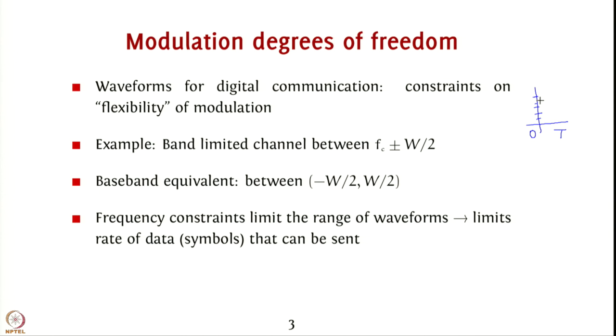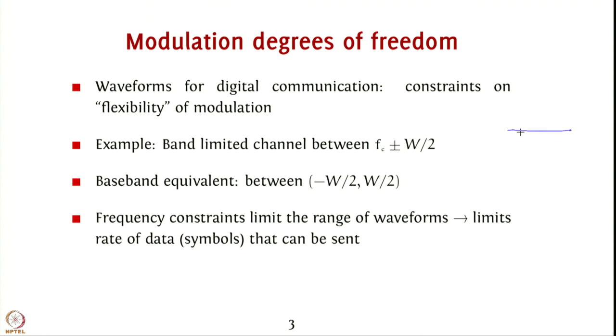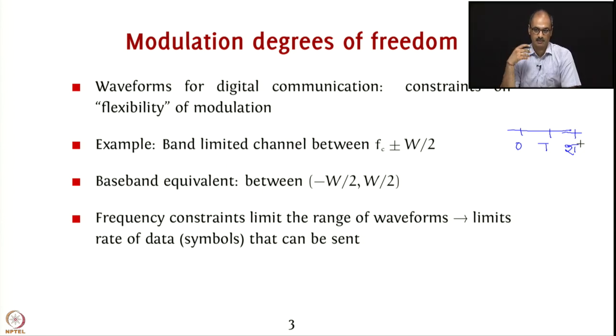But another aspect which the modulation degrees of freedom concerns itself with is the flexibility that you get in terms of, given a time constraint, let's say a symbol duration of T. Then 0 to T you can send a symbol, T to 2T you can send a symbol. Let's say that you fix T. What is the maximum rate at which you can send symbols? That is, how many symbols can you send per unit time? How small can you make this T so that you can send faster? These aspects are governed by the digital modulation degrees of freedom.